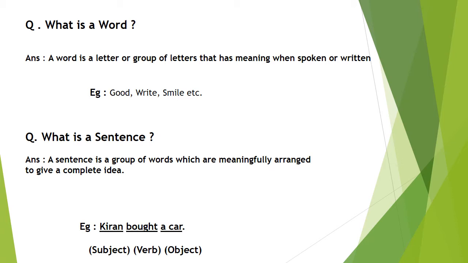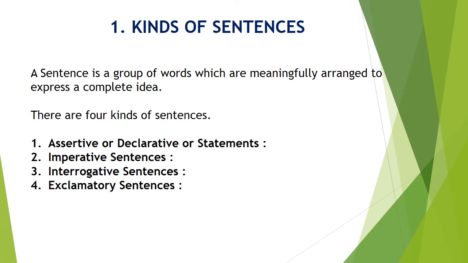So now can you guess what we are going to discuss in the class now? We are going to discuss kinds of sentences. Let us begin our first lesson, kinds of sentences. A sentence is a group of words which are meaningfully arranged to express a complete idea. In writing and speaking, there are 4 basic kinds of sentences that we use for different purposes.